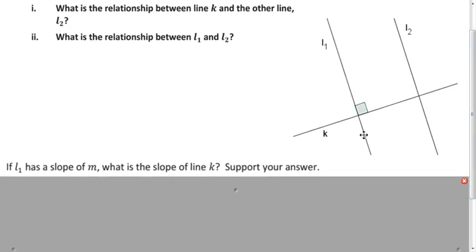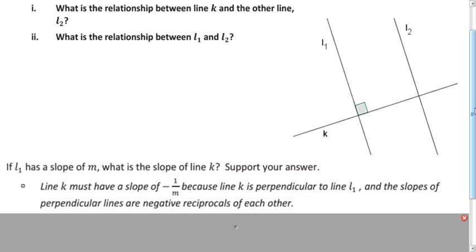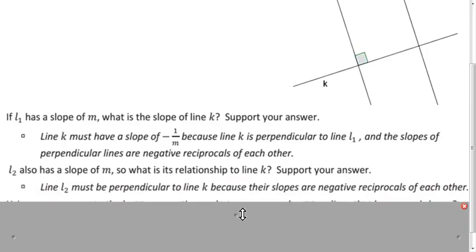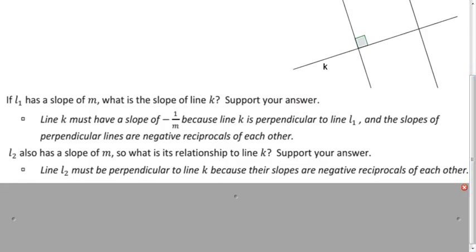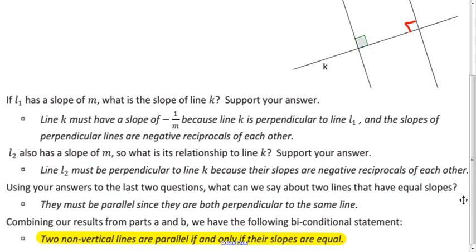So if L1 has the slope of M, what's the slope of K? Well, they're perpendicular, they gave that to us. So its slope will be -1 over M, right? Negative reciprocal. And we know L2 also has that slope of M. So how is L2 related to K? Well, their slopes are negative reciprocals. And we already proved that when we have negative reciprocal slopes, the lines are perpendicular. So L2 is perpendicular to line K. If you want to, go ahead and label that in our diagram. And what can we say about two lines that have equal slopes now? They're parallel since they're both perpendicular to the same line, like we said before.